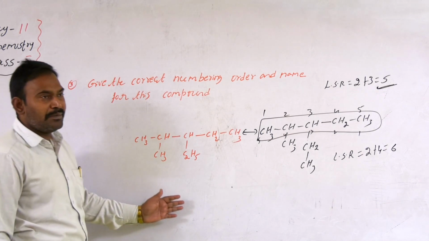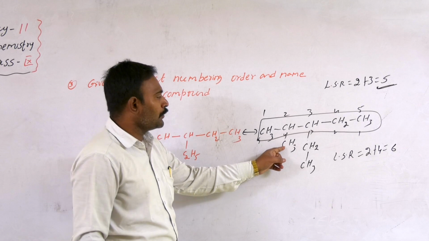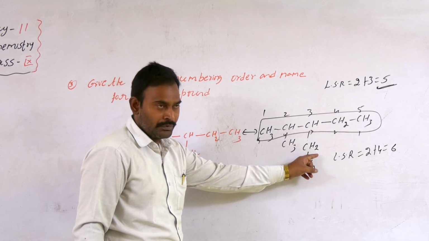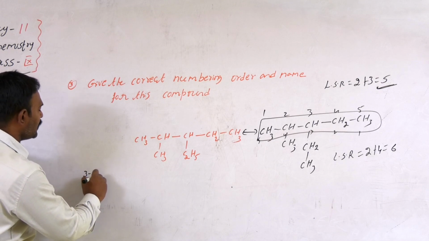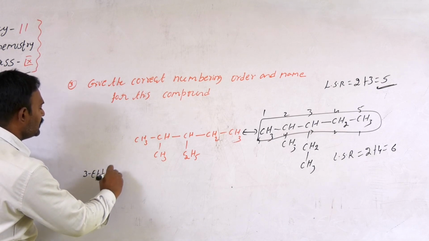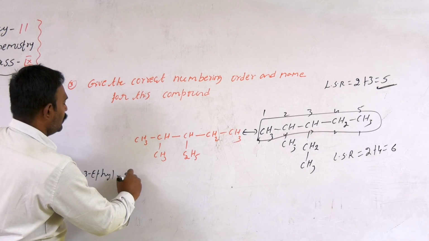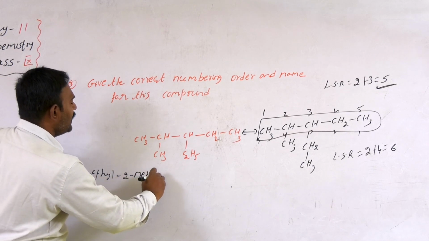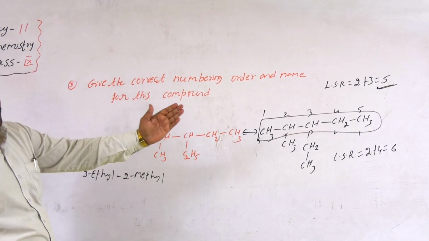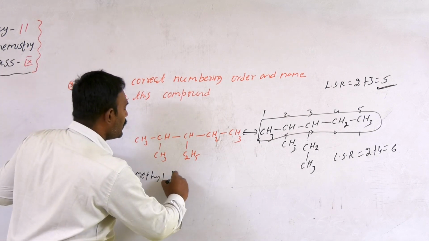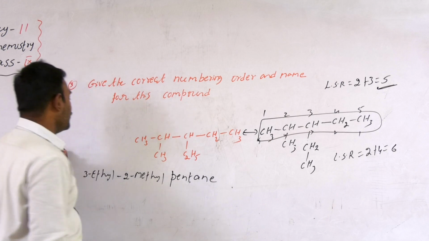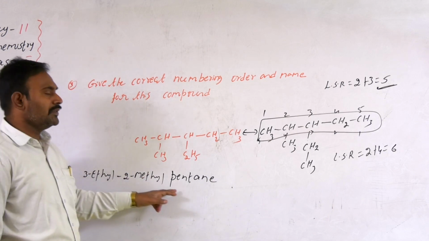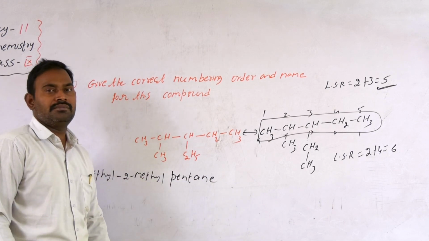Now coming to the name of this compound, it is a methyl group and an ethyl group. So according to alphabetical order you will write the prefixes. The name of this compound is 3-ethyl, 2-methyl. Total how many carbons are there? 5. What is the root word? Pent. All single bonds, so pentane. 3-ethyl-2-methylpentane.